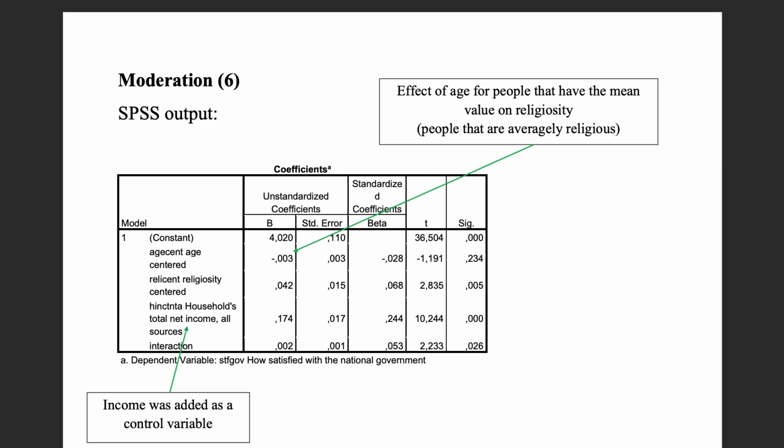Well, it's the effect of age for people that have a mean value on religiosity, so people that are averagely religious. Because for people that are averagely religious, that have a mean value on religiosity, the religiosity-centered variable gets the value 0. So this coefficient gets multiplied by 0, and the interaction coefficient gets multiplied by 0. In other words, we don't have to worry about them anymore. All we have to worry about is this main effect of age.